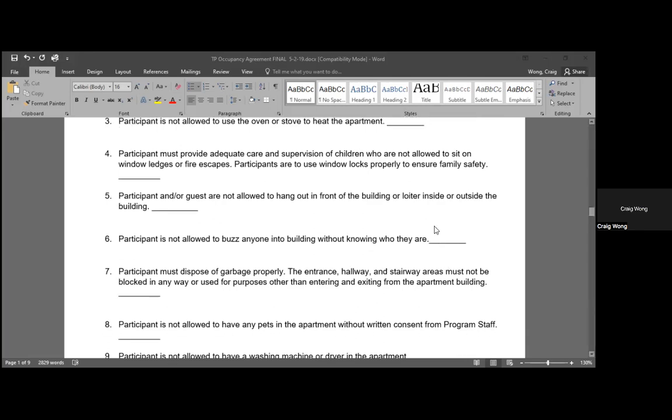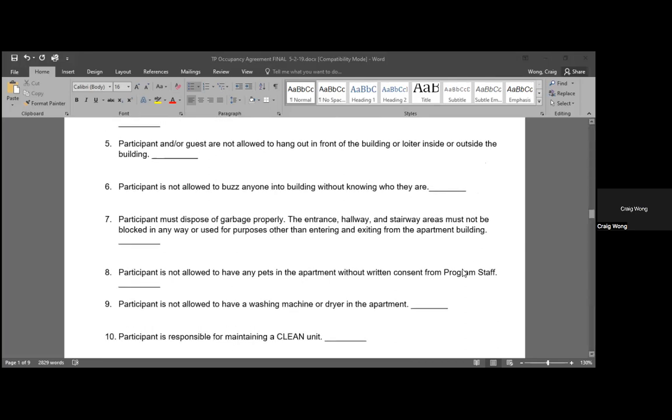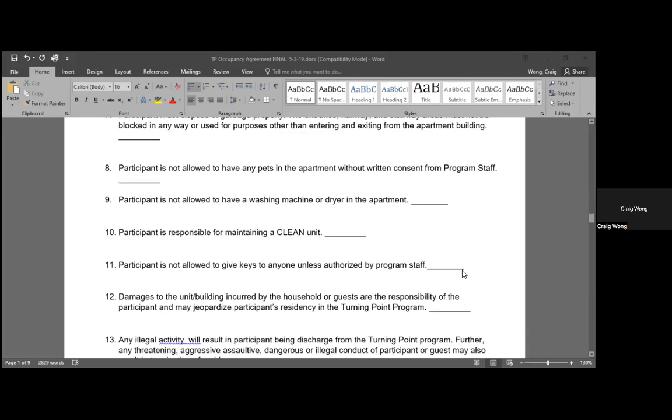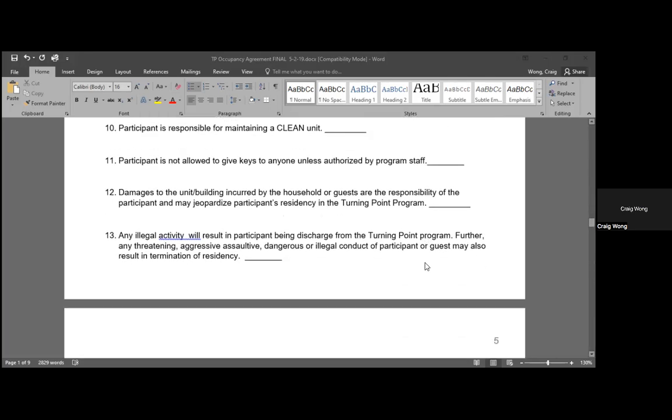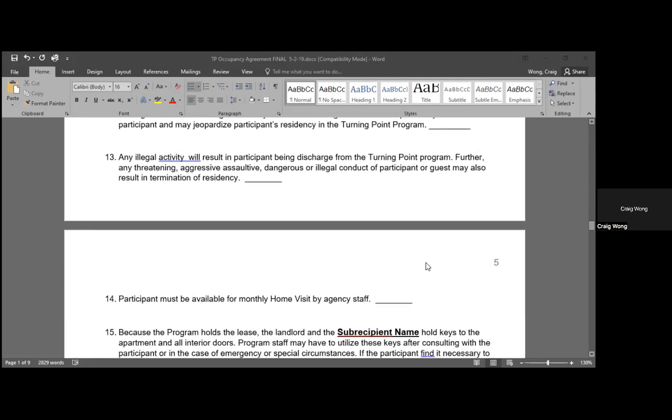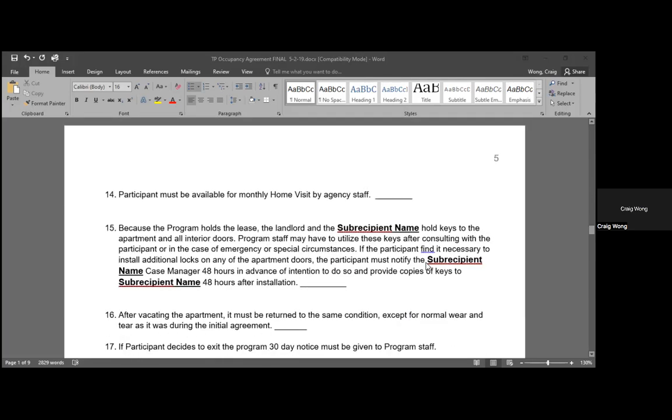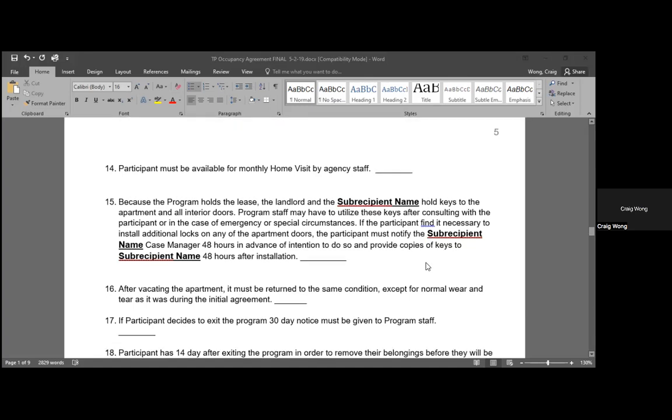And again, you'll see here that there's a space for the clients to sign, basically saying that they are aware of these guidelines. Not all of these might fit your particular program or the particular units that your participants are moving into. So feel free to go through, delete, and modify to make this occupancy agreement fit your program. We'll talk about some of the main things you want to make sure that you have in your occupancy agreement. This form is on our CoC website as well, so you can download a copy and modify it to suit your particular agency.